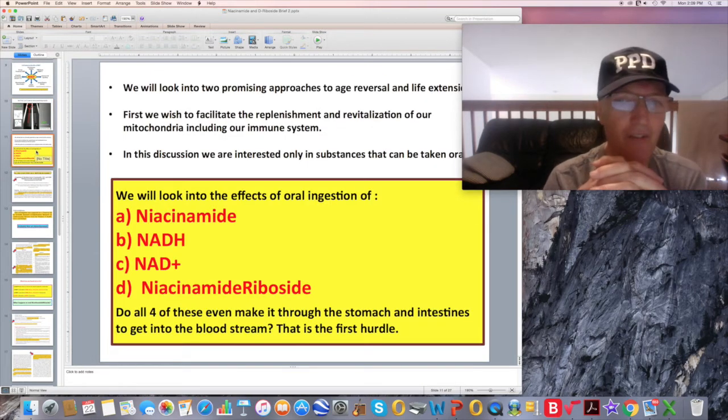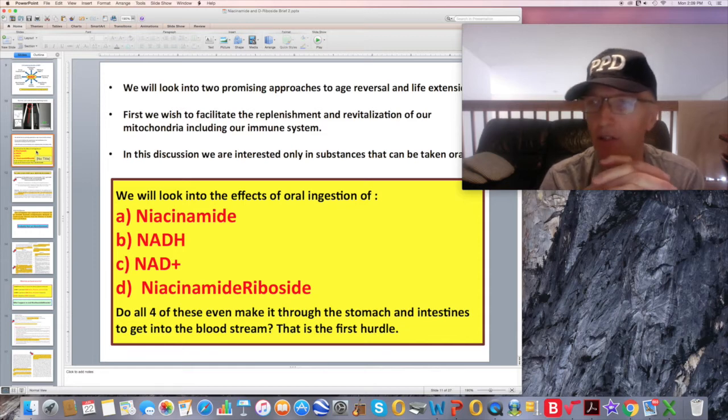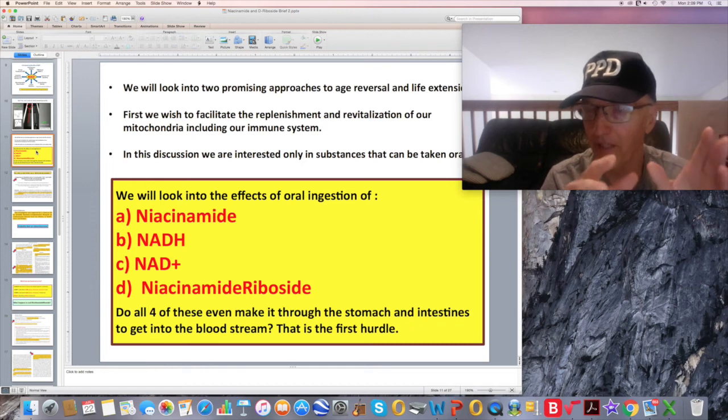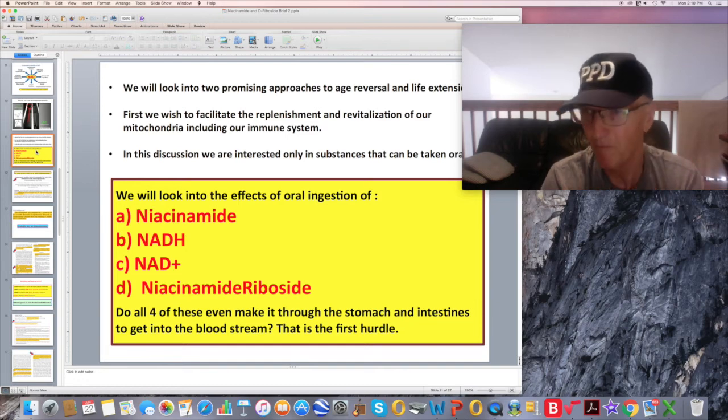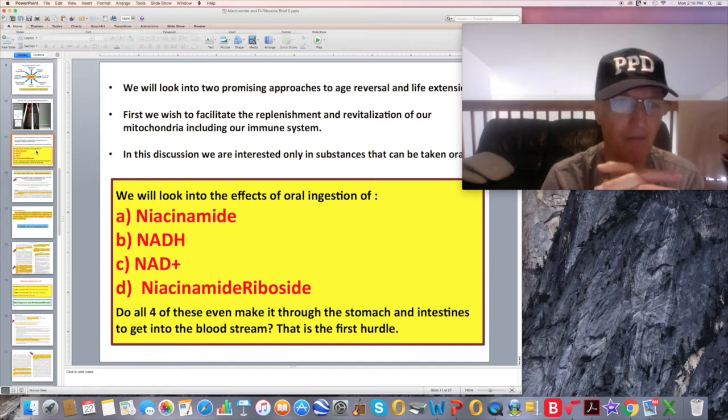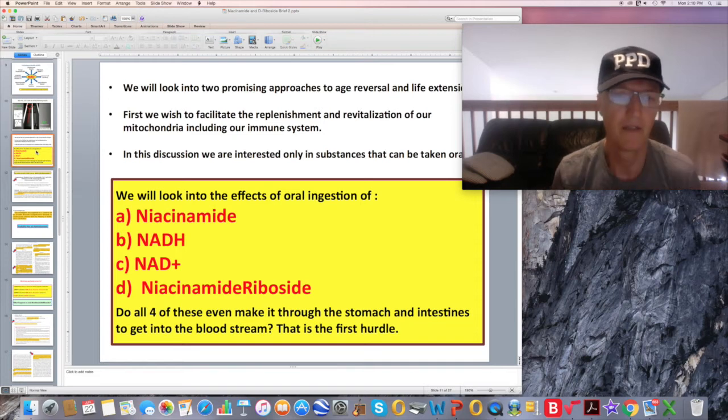So now let's look into the oral ingestion of these chemicals. Because if it can't be absorbed into your body through the tablet, then what good is it other than treating your intestines for some condition? So let's look into it.